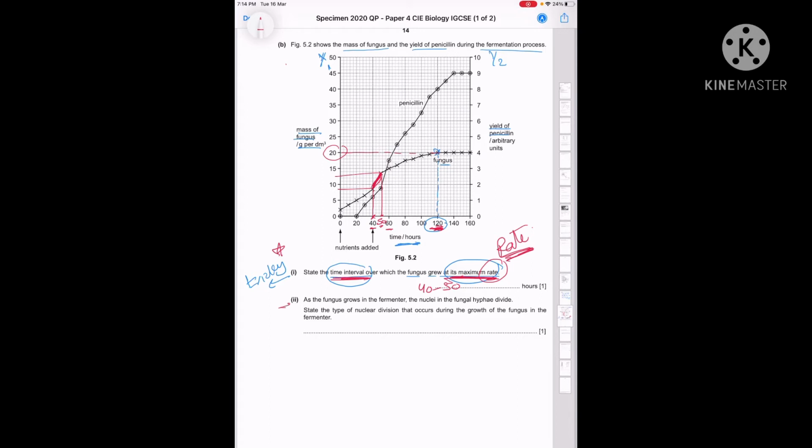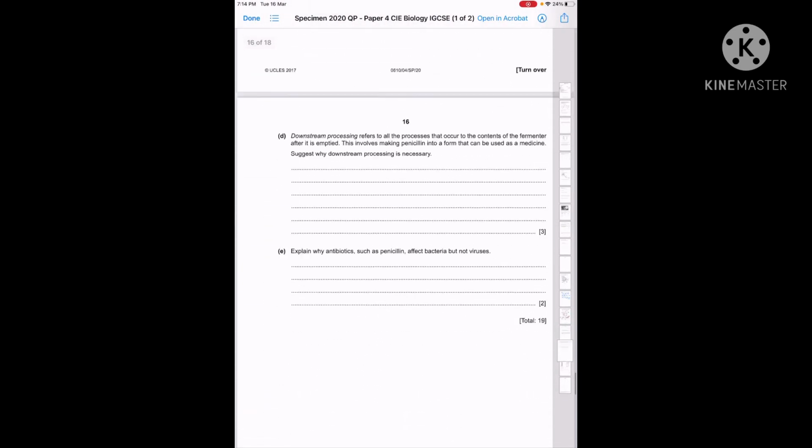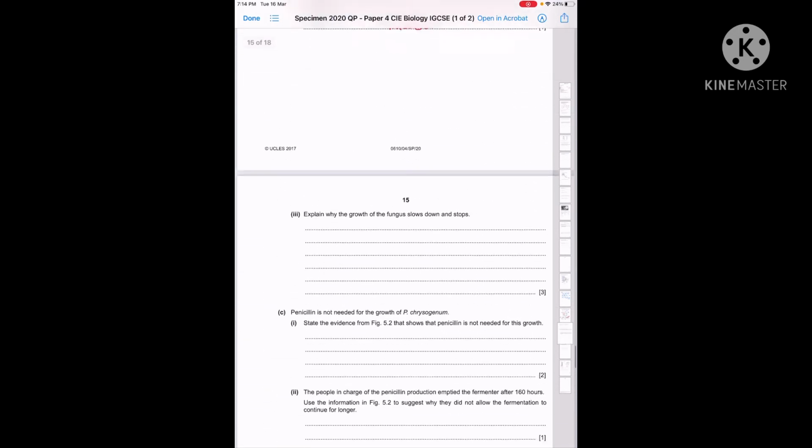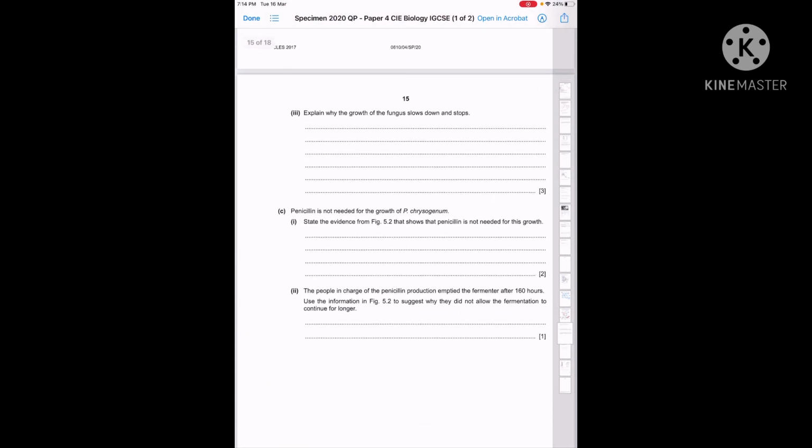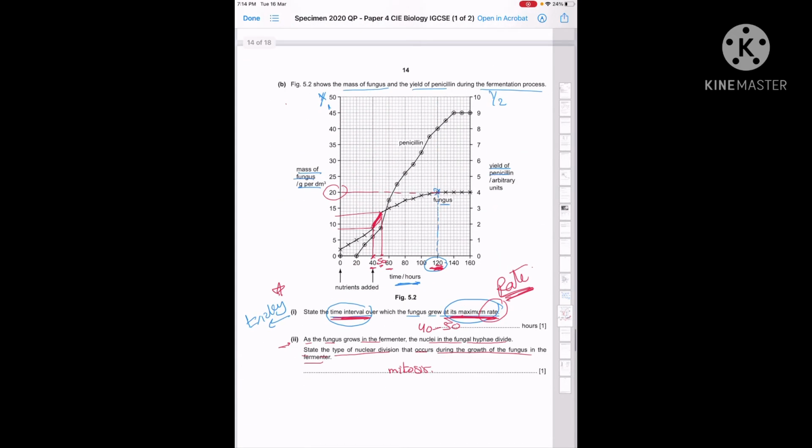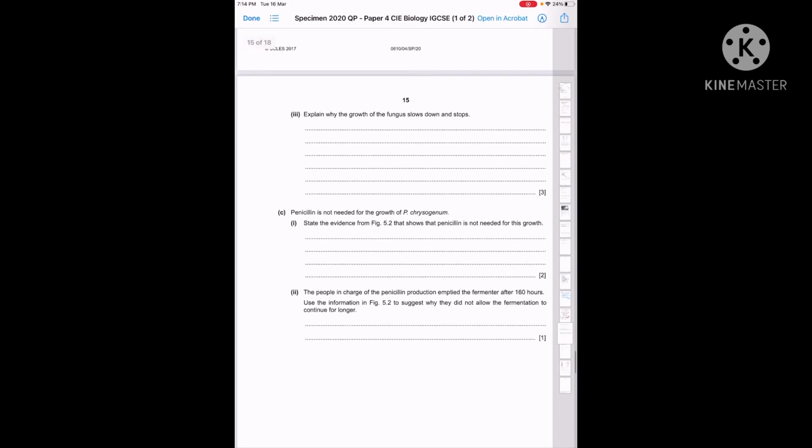Now, this other one: as the fungus grows in the fermenter, the nuclei in the fungal hyphae divide. State the type of nuclear division that occurs during the growth of the fungi. Definitely, because the fungus is dividing asexually, I'm going to choose mitosis. Moving to the other question, explain why growth of fungi slows down and stops. As I see here, there's a plateau over there. And this, of course, is explained because nutrients are used up.